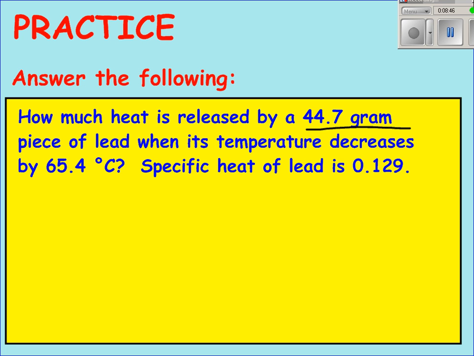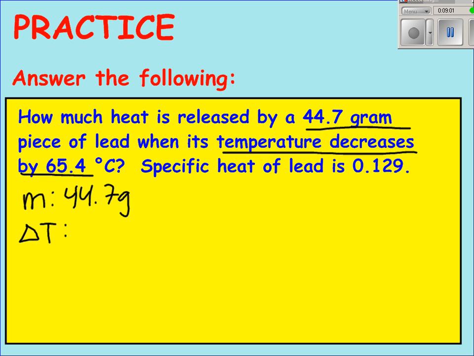I have 44.7 grams piece of lead. So right away, I know my mass is 44.7 grams. I'm also told that the temperature decreases by 65.4 degrees Celsius. So my change in temperature, or delta T, is 65.4 degrees Celsius. Now I'm going to make that negative. And the reason why I'm going to make it negative is because I'm told that the temperature is decreasing. If temperature is decreasing, it must be going down, and therefore the change must be negative.